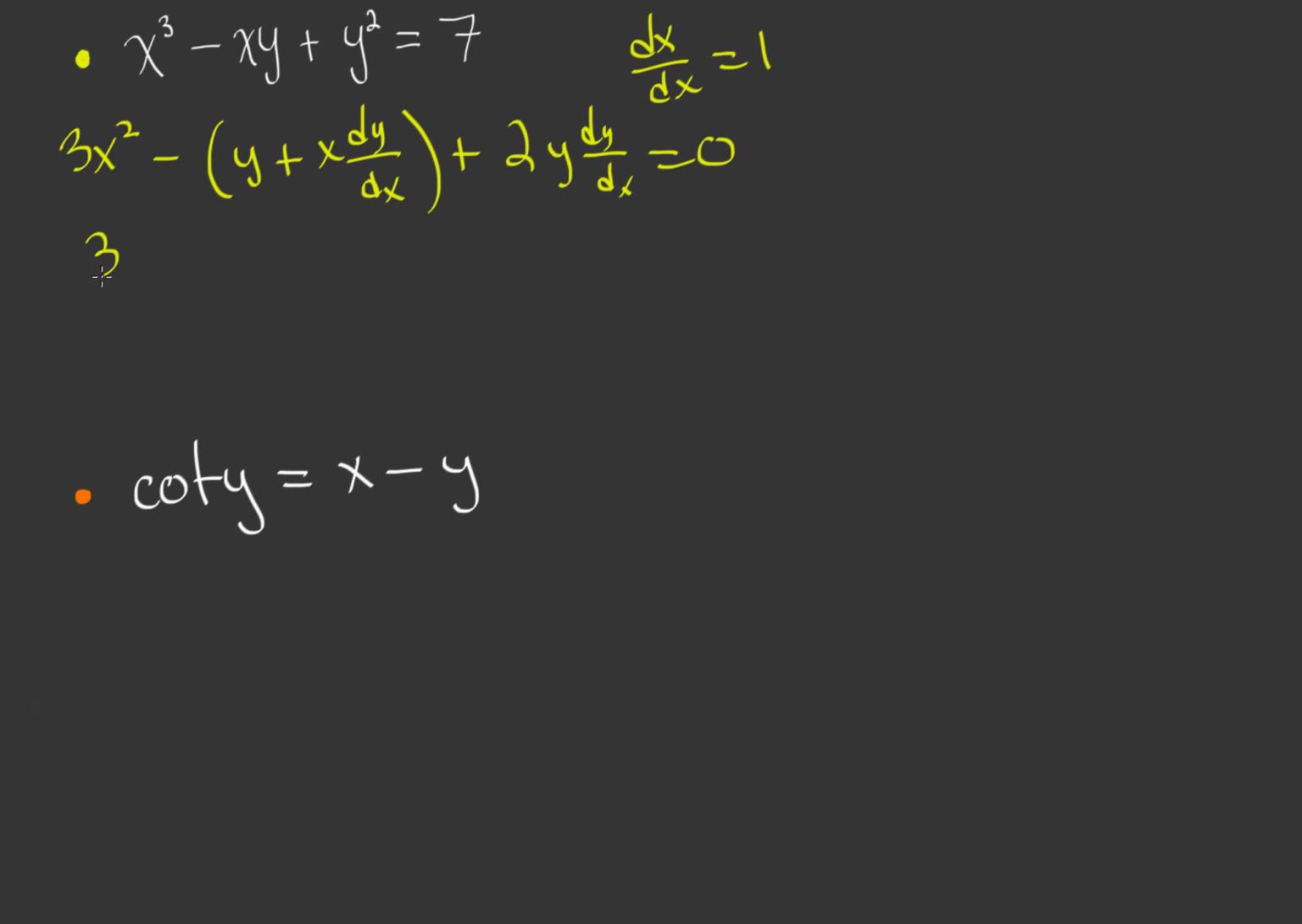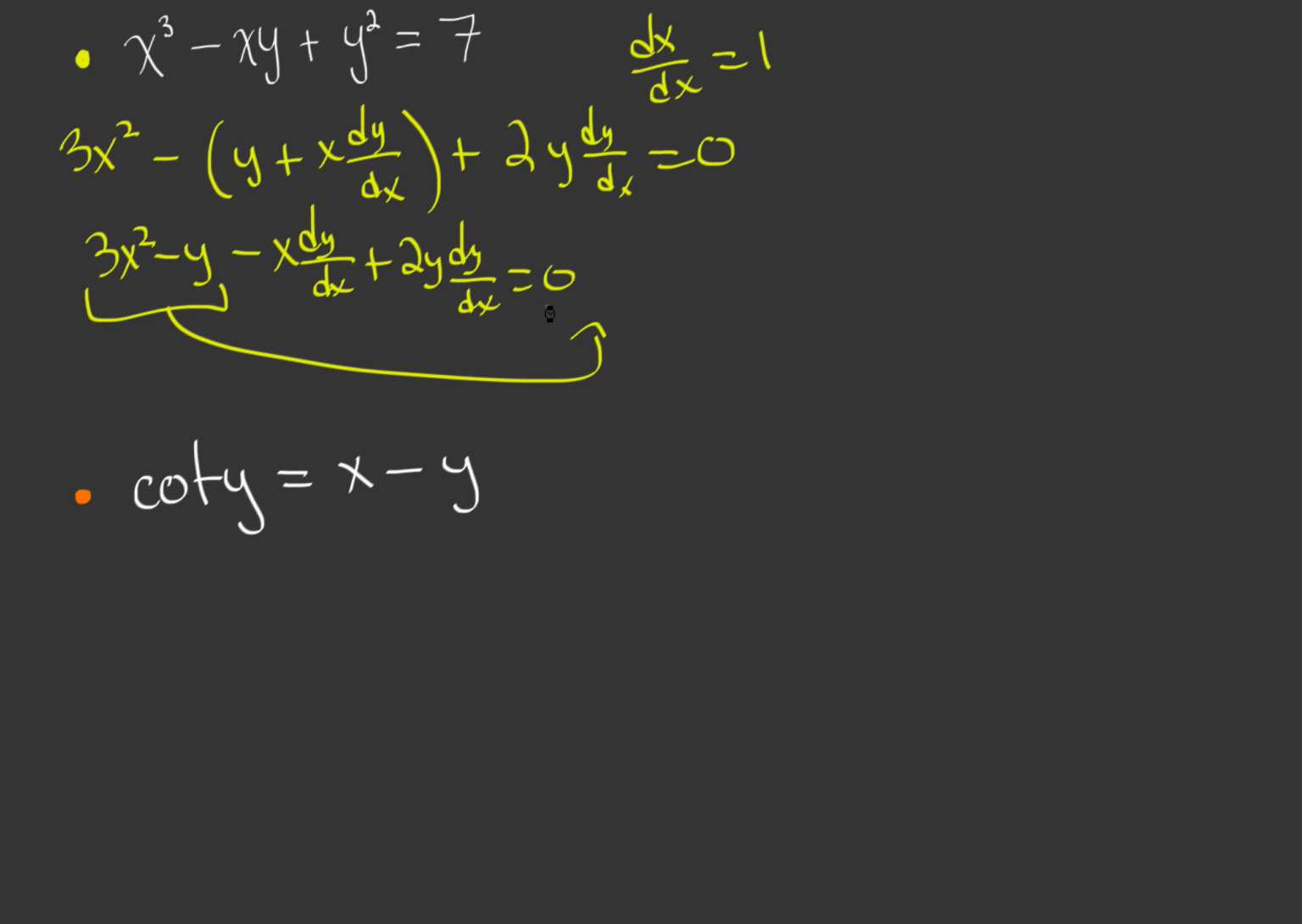So if we simplify this, we get 3x squared minus y minus x dy over dx plus 2y dy over dx equals 0. So two things we got to do here. We got to factor out dy dx from this, and we got to move these elements over here. So if we do this, let's move these elements over here, and let's factor out at the same time. So we get dy over dx, and then the elements that are within it are 2y minus x, and if you FOIL it out right here, you'll get these same answers.